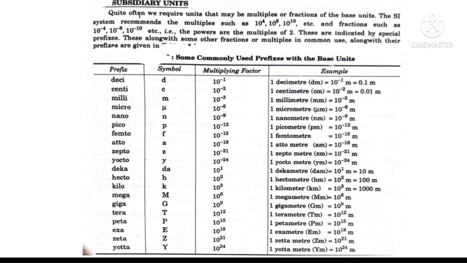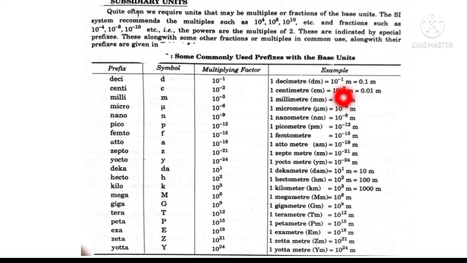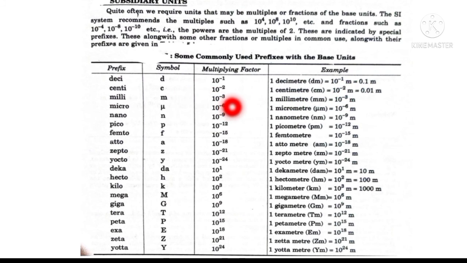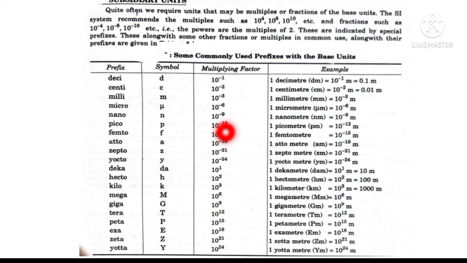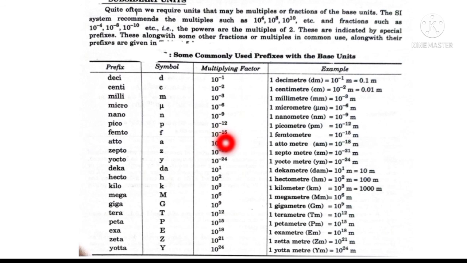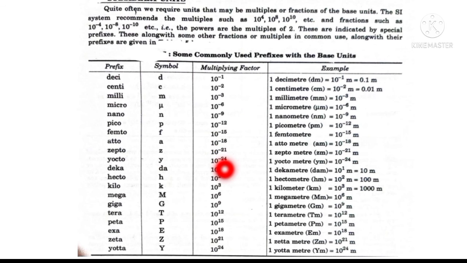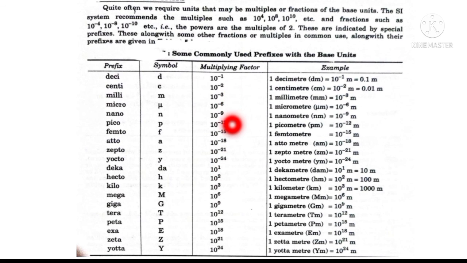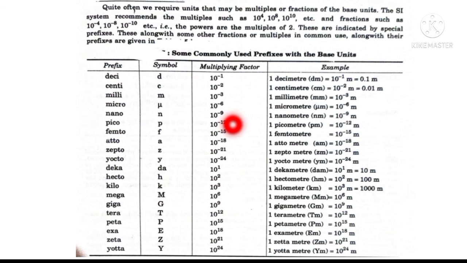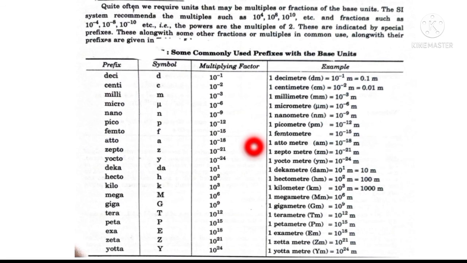So here some common prefixes are given, such as deci, it's 10 to the power minus 1. For example, 1 decimeter will be equal to 10 to the power minus 1 meter. Similarly, centi 10 to the power minus 2, milli 10 to the power minus 3, micro 10 to the power minus 6, nano 10 to the power minus 9, pico 10 to the power minus 12, femto 10 to the power minus 15, atto 10 to the power minus 18, zepto 10 to the power minus 21, yocto 10 to the power minus 24. But there are some others also, like 10 to the power minus 10, that is called angstrom. 10 to the power minus 10 meter is equal to 1 angstrom.